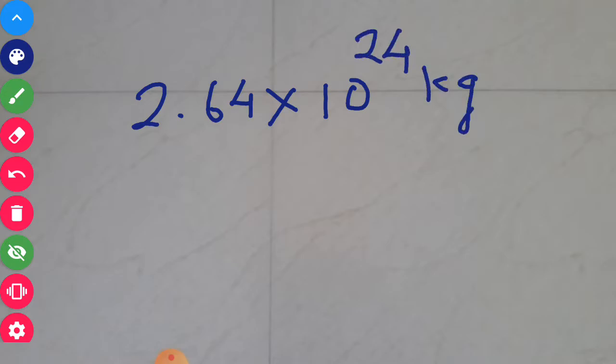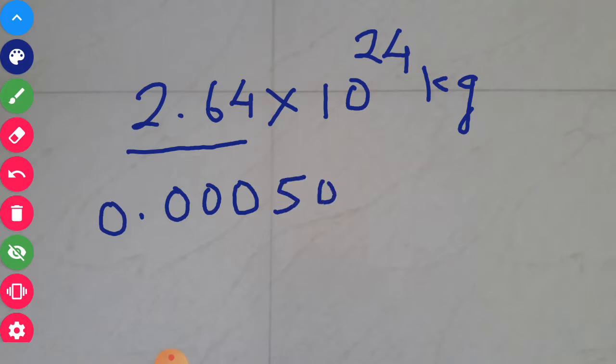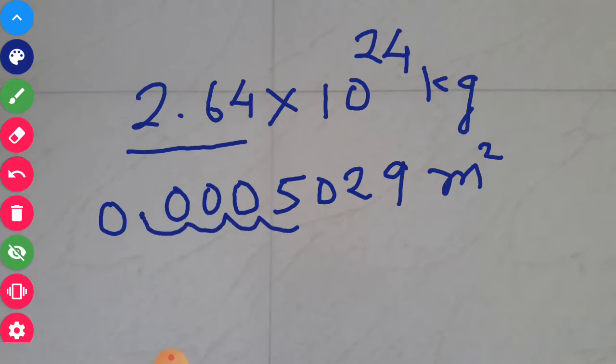Okay. Then there are 3 significant figures. Now if you have a number, say 0.005029, okay, say meter square, whatever. Now convert this into scientific form. Then this is shifted 4 steps.